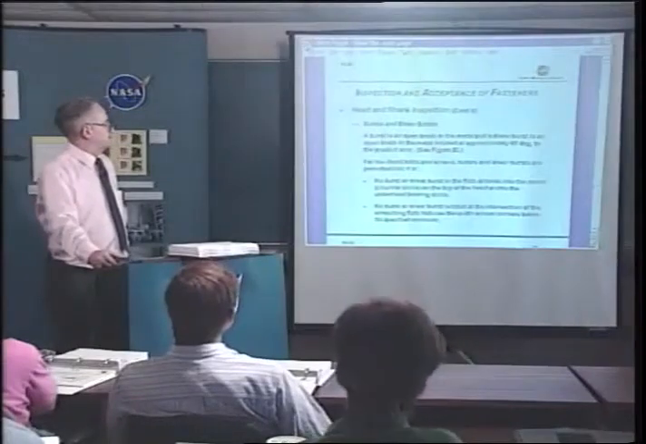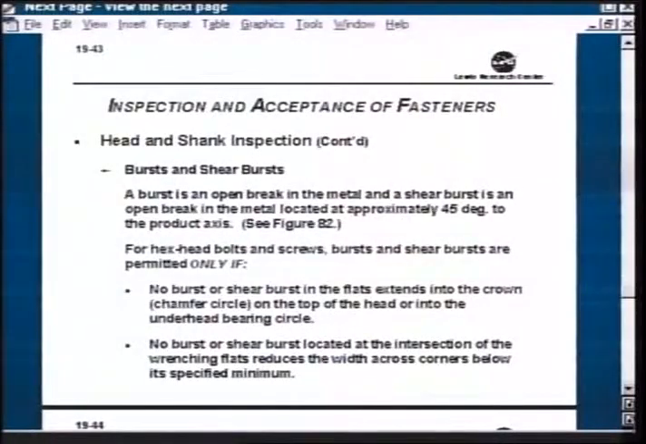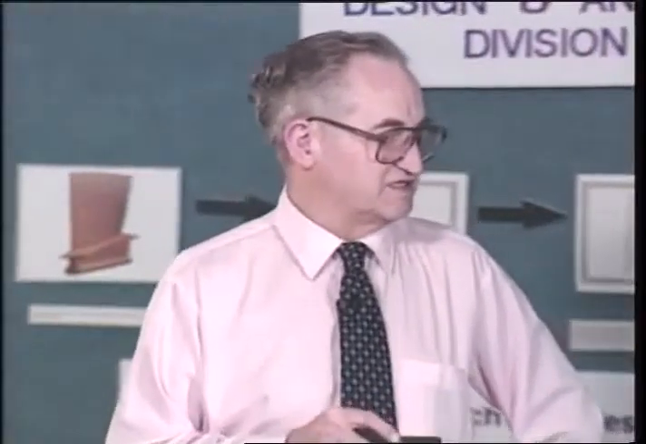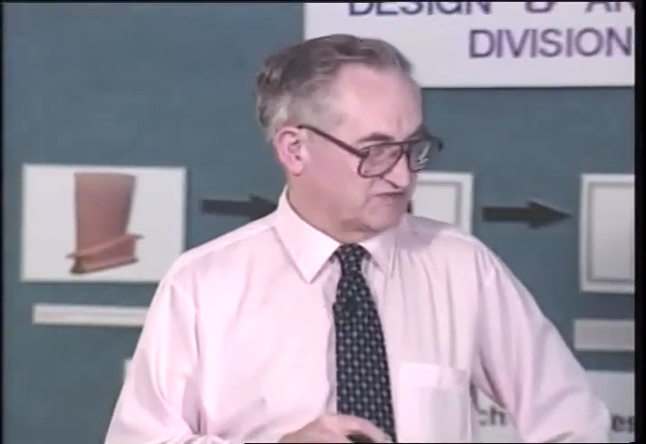Now here is a shear burst, and that's an open break in the metal from forming, and you can accept these only if it's in the flats and extends into the crown chamfer circle at the top of the head or in the underhead bearing circle, and none of them located at the intersection of the wrenching flats that reduces the width across corners below its specified minimum.